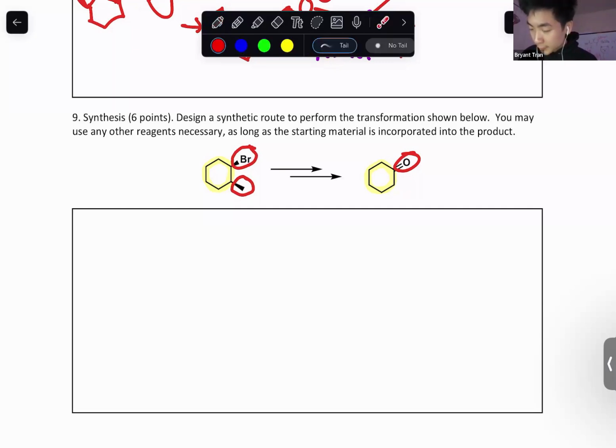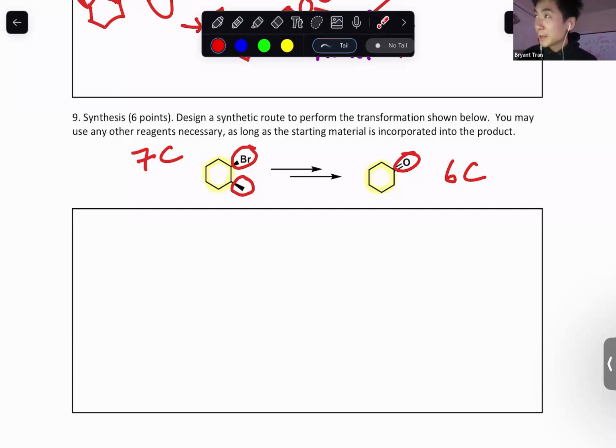So if I count the number of carbons for this reactant molecule, I have 1, 2, 3, 4, 5, 6, 7 carbons in the reactant molecule. If I count it on the product molecule, I have 1, 2, 3, 4, 5, 6 carbons on my product molecule. I lost a carbon from my molecule, so I know that I have to use a reaction that will cut a bond to get rid of that carbon.